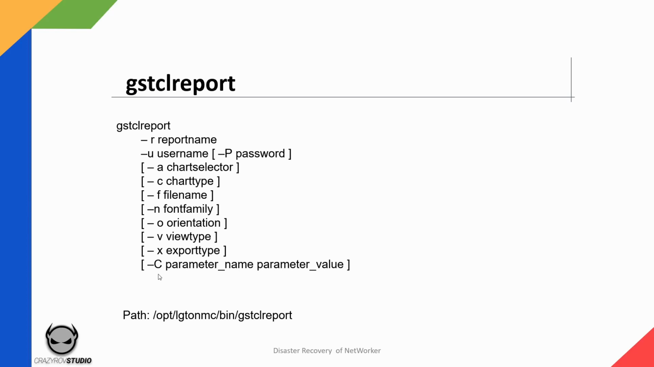-V is the view type, so we have already spoken about this. Here the default is table, so again this is not mandatory, but if you want to change the view type, you would have to mention that here. -X is the export type. So export type is again optional. The default when you do not provide the switch is PDF, but if you want different formats that NMC report supports, like PostScript, HTML, CSV, then you would have to mention those along with this particular switch, that is -X.